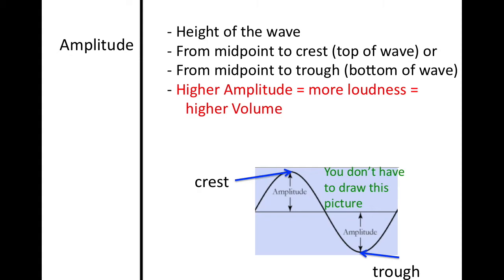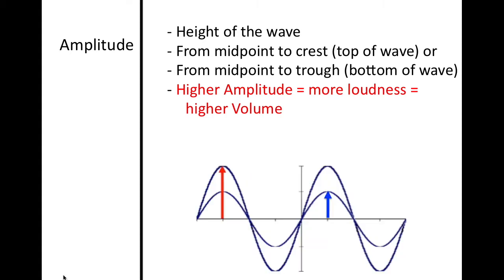Now that you have the diagram for the parts of the wave and they are all labeled, let's go into each part and just write down what we talked about on the diagram. That way you can reference back if needed. The amplitude is the height of the wave. It is from the midpoint to the crest or from the midpoint to the trough. The higher the amplitude that you have, the louder something is, the higher the volume. So if you've ever heard of amps, the more amps means the louder something is. And this is an example of a higher amplitude versus a lower amplitude. All it is, is the height changes, creating a higher volume.